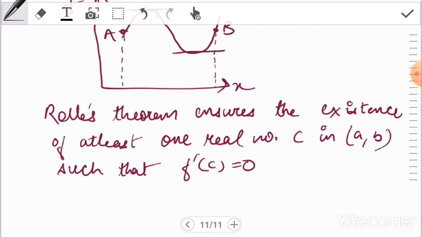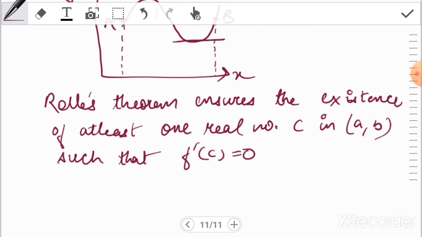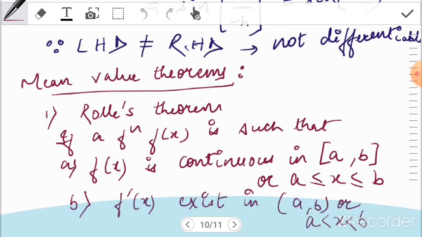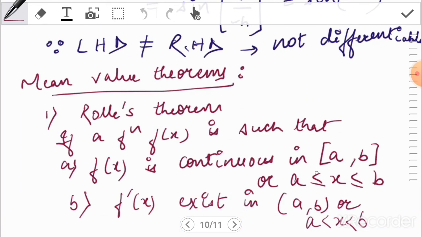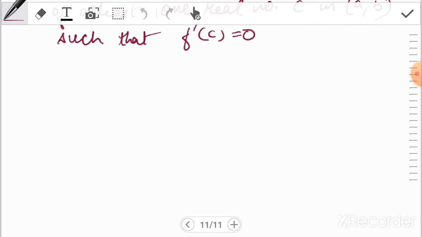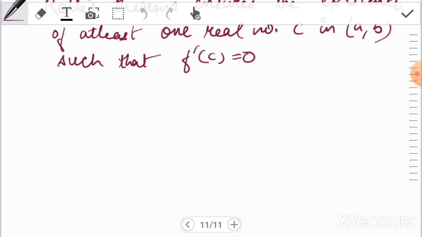So Rolle's theorem fails even if one of the three conditions is not satisfied by the function. The first condition is f(x) is continuous in the closed interval [a, b]. f'(x) exists means f(x) is differentiable in the open interval (a, b). And the third condition is f(a) must be equal to f(b). So the converse of Rolle's theorem is not true.